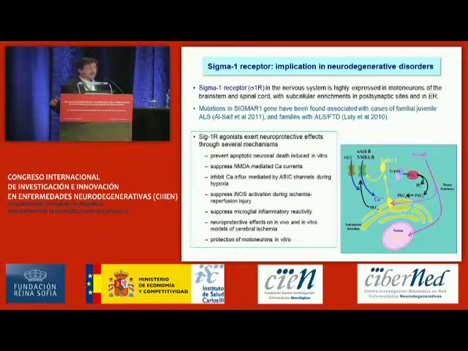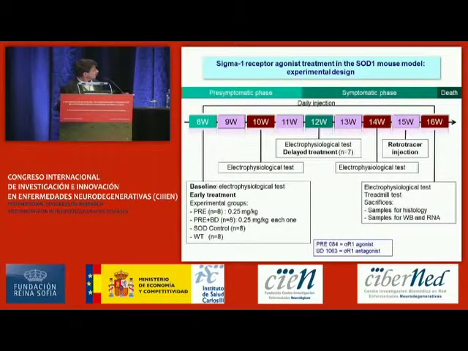And indeed, neuroprotective effects have been found in in vitro and in vivo models of ischemia, the cerebral stroke, and also we had some data of protections of motor neurons under excitotoxicity insults in vitro. Okay? So based on these previous findings, we went to make a study on these animals, the SOD1 G93A mouse model, following the following design. We started the study about 8 weeks of age.